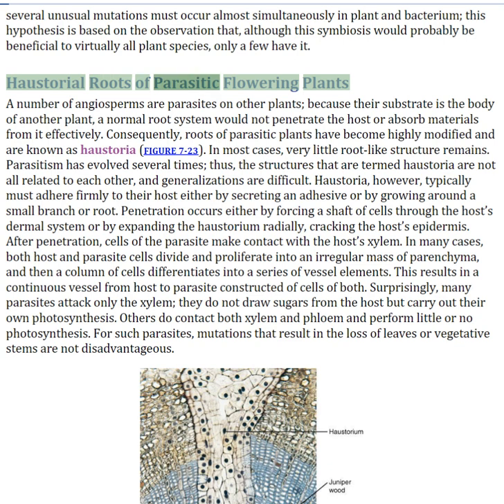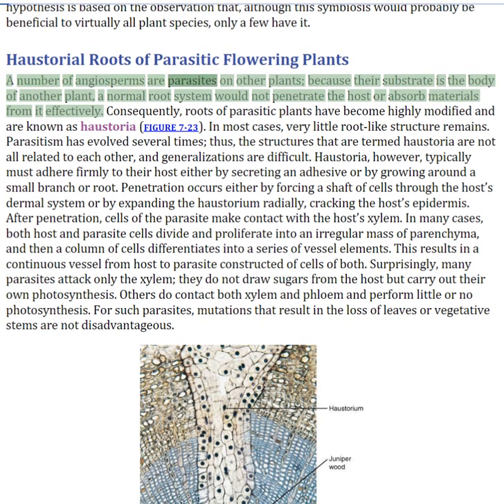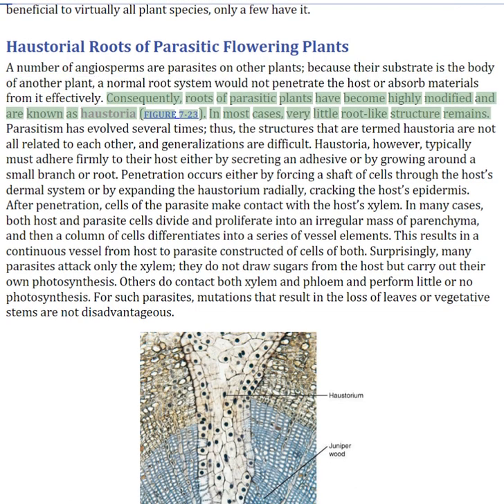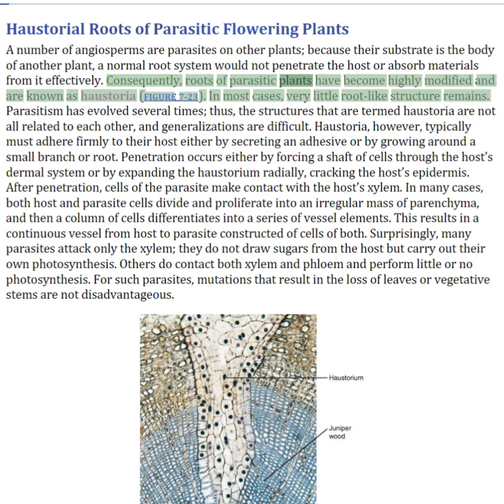Haustorial roots of parasitic flowering plants. A number of angiosperms are parasites on other plants. Because their substrate is the body of another plant, a normal root system would not penetrate the host or absorb materials from it effectively. Consequently, roots of parasitic plants have become highly modified and are known as haustoria. In most cases, very little root-like structure remains.